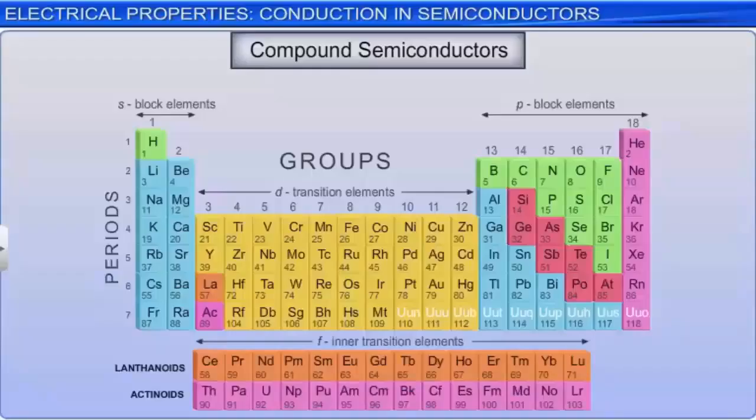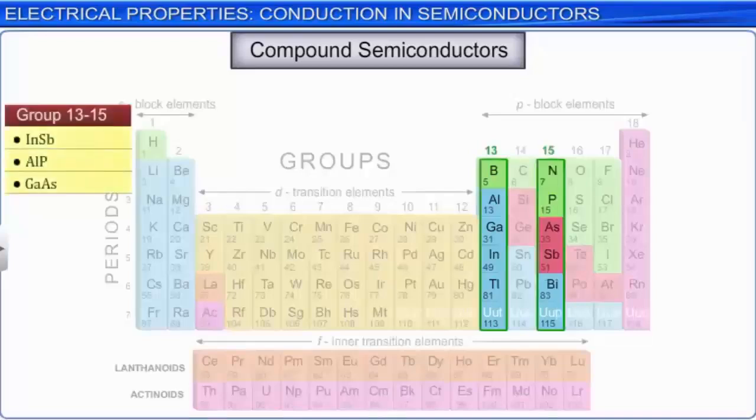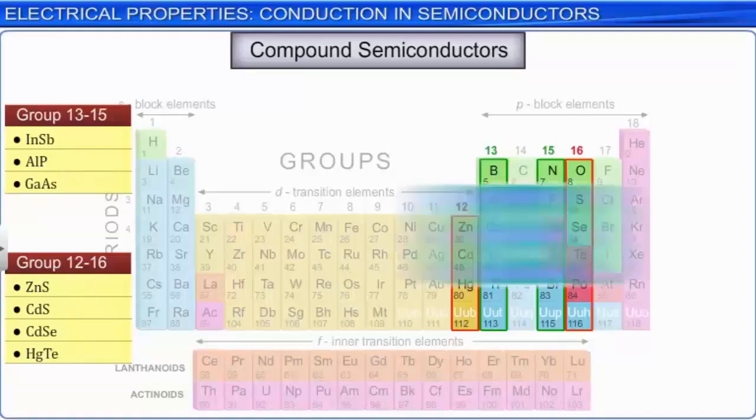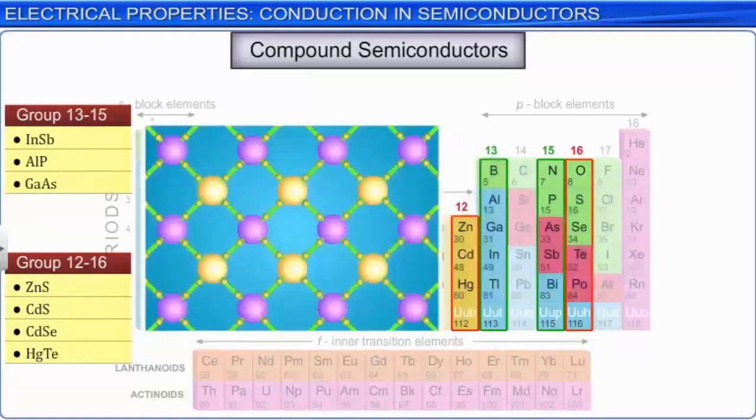A large variety of compound semiconductors, composed of elements from two different groups of the periodic table, such as groups 13-15 and 12-16, are widely used in communication devices. These semiconductors simulate an average valence of 4 electrons, as in germanium and silicon.